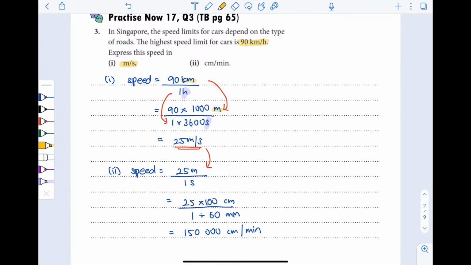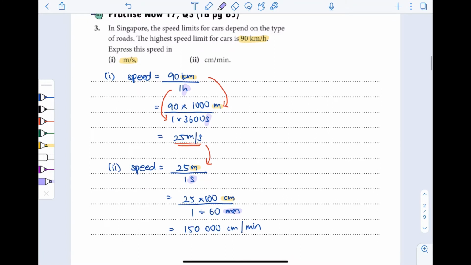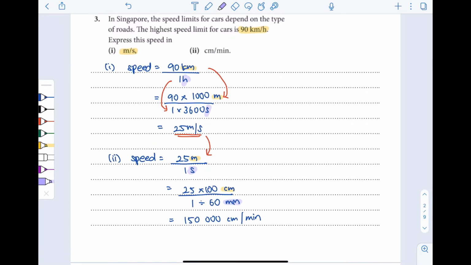Then what we will do is that our meter, we convert it into centimeters, and our seconds, we convert it into minutes. Likewise, keying everything into our calculator, our answer will be 150,000 cm per minute.